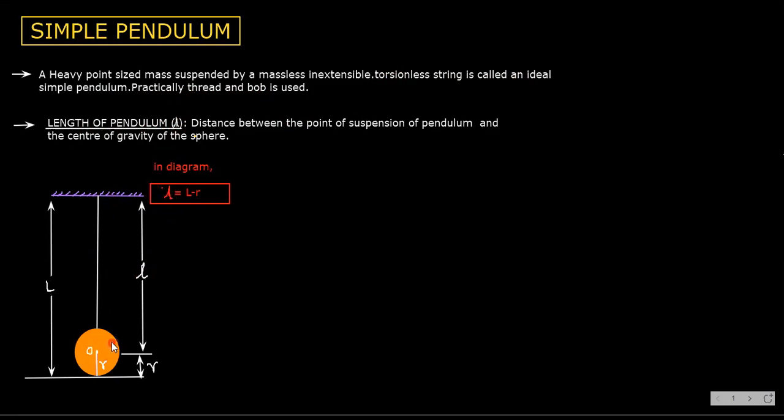And if we see the diagram, this yellow one is the spherical bob and this is the radius of this bob. From bottom of the bob to the point of suspension is capital L. This is not the length of simple pendulum. You can see here, from point of suspension to center of gravity is length of pendulum. And that's why I have written here small l is equal to capital L minus R. Draw this diagram, note down these points.